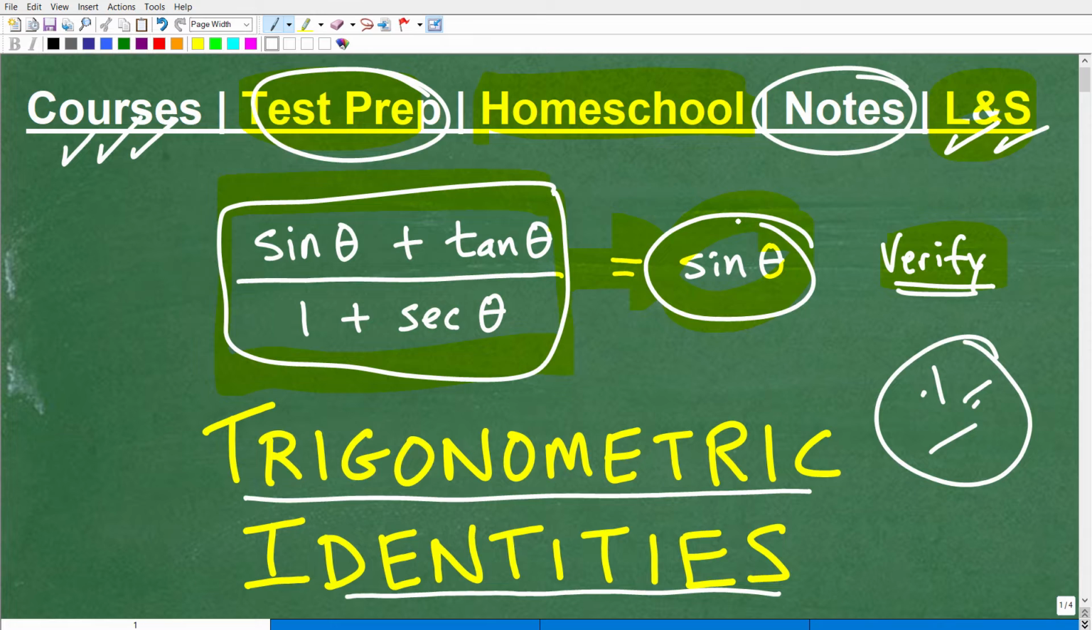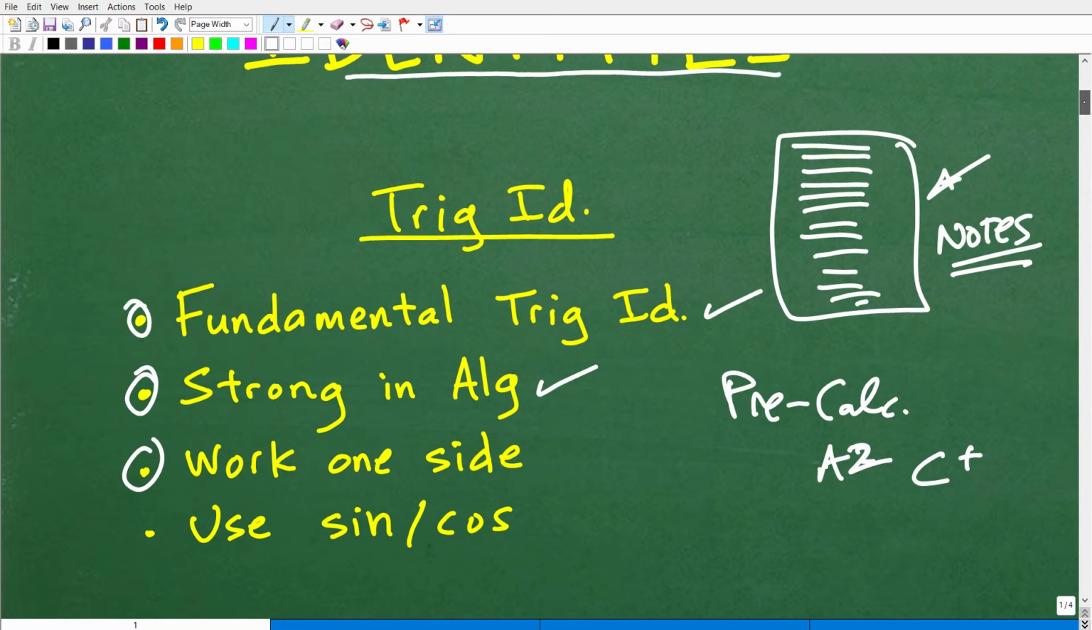So pick a side, and almost always you're going to pick the more complicated side, and you're going to want to work with this expression to make it turn into this expression. In other words, we're going to manipulate this side of the identity. We're going to do all sorts of things, use fundamental identities and algebra techniques to get it to look like sine theta. Okay, so that's the objective of verifying.